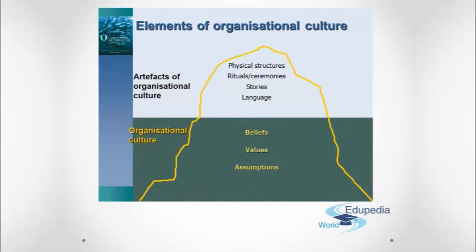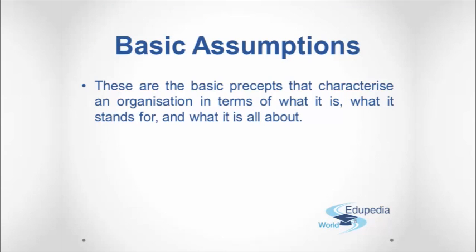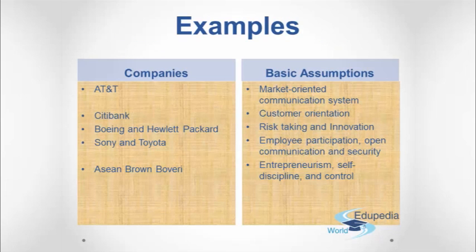This model proposes that the culture of an organization comprises basic assumptions, artifacts, and values. Basic assumptions are the basic precepts that characterize an organization in terms of what it is, what it stands for, and what it is all about. It is what drives the organization and determines how its members perceive, think, feel, and behave. It underlies the various aspects of organizational activity and represents the core ideology. In the next slide, you can see some examples of basic assumptions underlying the organizational culture of a few companies.